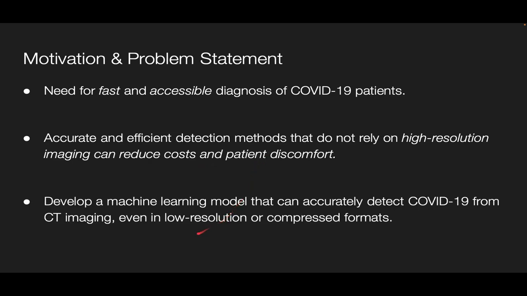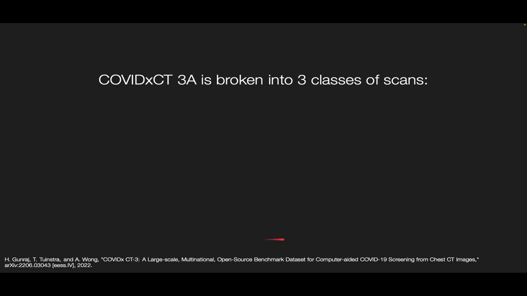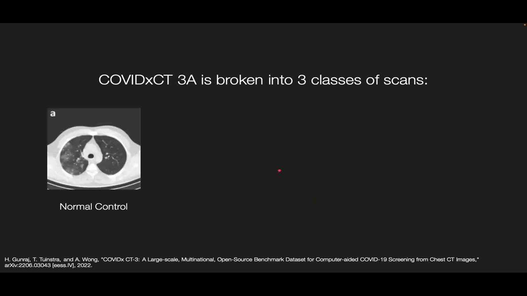So for this reason, we thought, okay, let's develop a machine learning model and pipeline that can accurately detect COVID-19 from CT imaging, even in situations of low resolution or compressed formats. So to tackle this idea, we took a look at various COVID data sets and chose the COVID XCT3A data set, which is broken into these three classes.